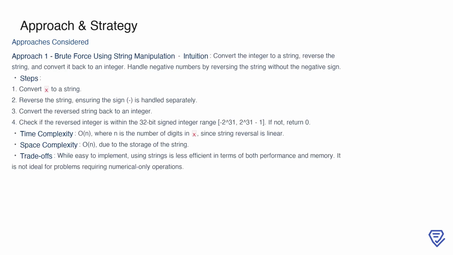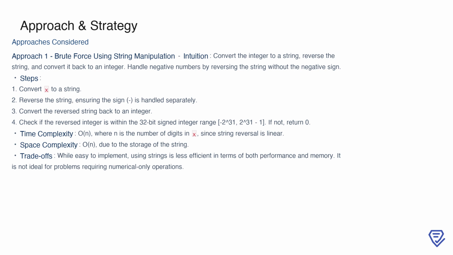When solving the problem of reversing an integer, one of the first approaches we might consider is using string manipulation. The intuition here is straightforward. We can convert the integer into a string, reverse the string, and then convert it back into an integer. For negative numbers, we can handle the negative sign separately, excluding it from the reversal operation and then reattaching it afterward. The steps for this approach include converting the number into a string, reversing the string, converting it back to an integer, and finally checking if the reversed integer falls within the valid 32-bit signed integer range. If it doesn't, we return 0.